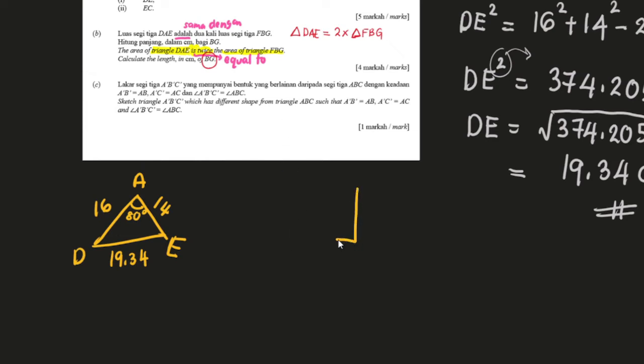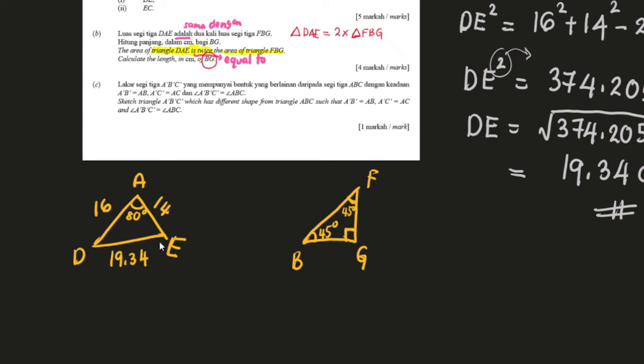FBG is a right angle triangle, so this is 90 degrees. If here is 45, here also will be 45. How do I know? Because in one triangle the angles must add up to 180. So 180, here is 90, minus 90 minus 45, we will get the angle of F. So now you are clear, right? So you have two triangles here.